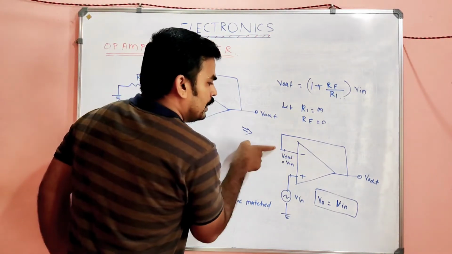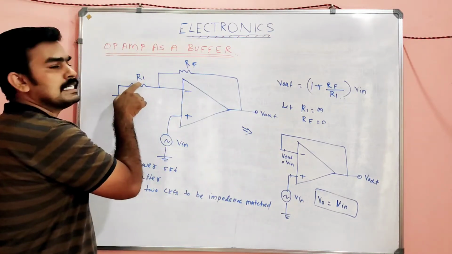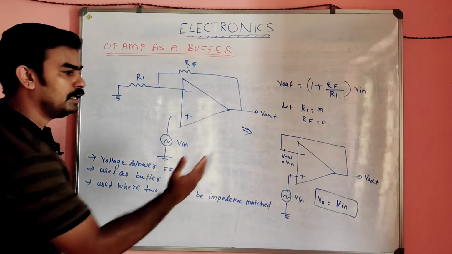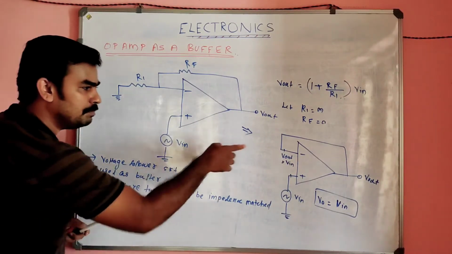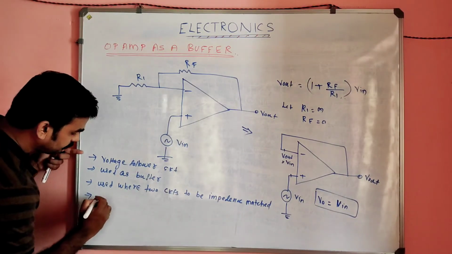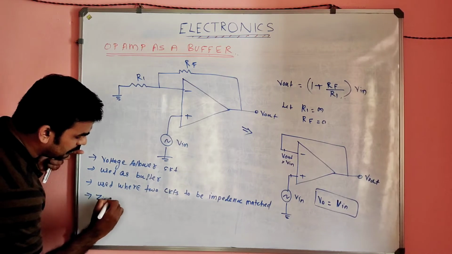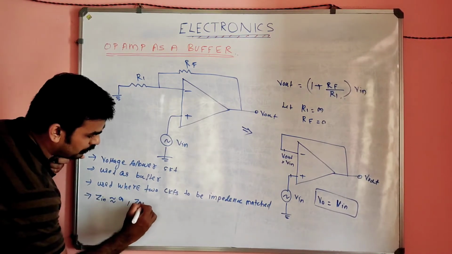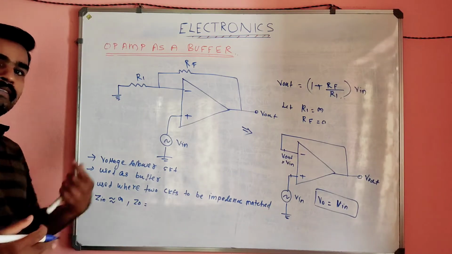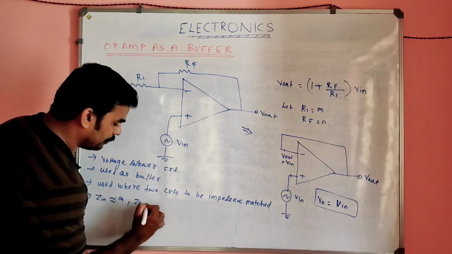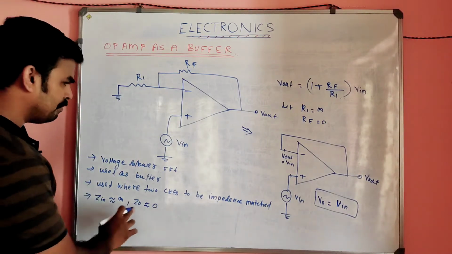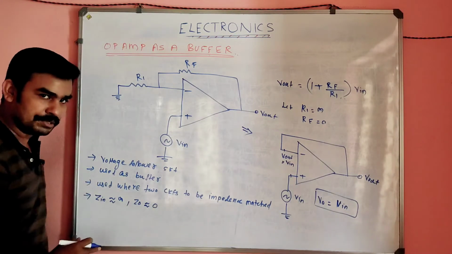See, if there is no input resistance Ri, then what will be the input impedance of our op-amp? The input impedance will be nearly equal to infinity. And what will be the output impedance now? Normally an op-amp has an output impedance of what, my dear? Nearly 0. Ideally it is definitely 0, but in the practical case it is nearly equal to 0.